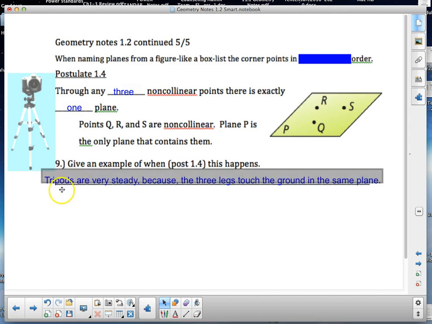So I just gave you a couple examples, but tripods are very steady because the 3 legs touch the ground in the same plane.